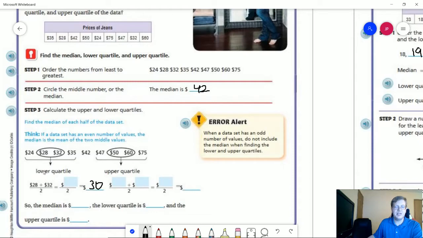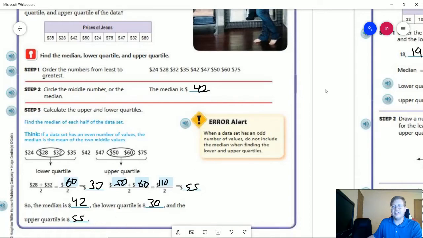30 would be the number in between, so we could add these together to get 60. I normally just kind of find what the middle number is. So instead of doing this 50 plus 60, once you get the hang of it, you can figure out that 55 would be the center number there, because 110 divided by 2 would be 55. And so our median is going to be 42, our lower quartile is going to be 30, and our upper quartile is going to be 55.